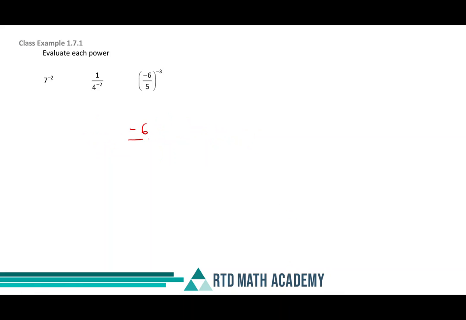Negative 6 over 5, all raised to the power of negative 3. There's a few things that we can do here. We can apply the negative first, or we can apply the 3 first. I say let's apply the negative first. When we apply the negative, it changes nothing at all. Everything else will be exactly the same. It'll change into a positive 3 because we're applying it.